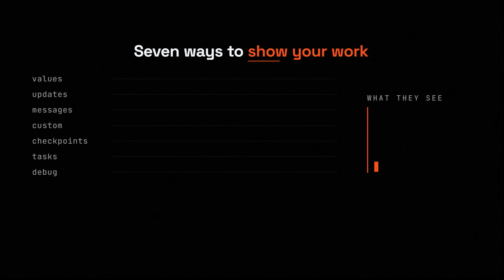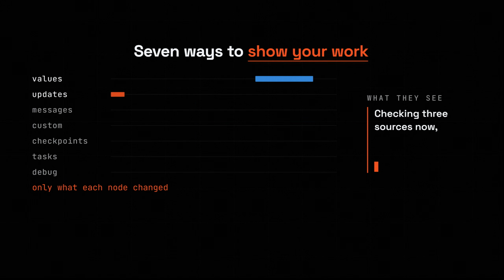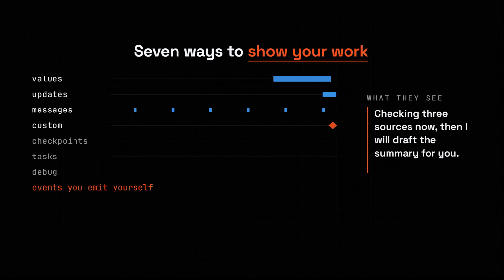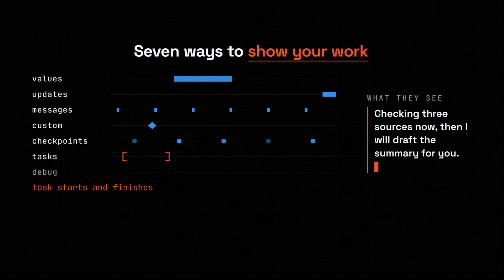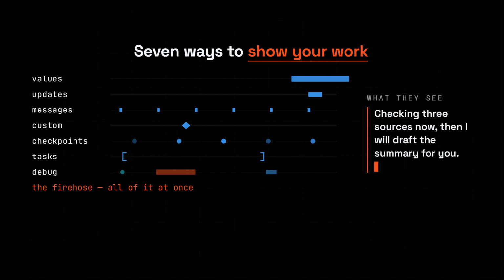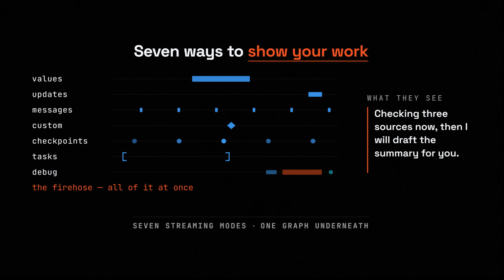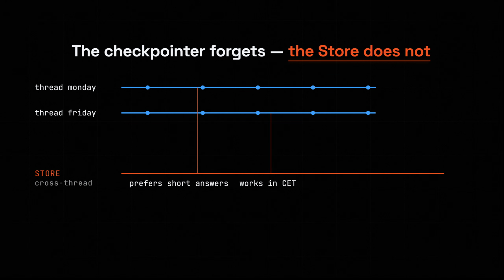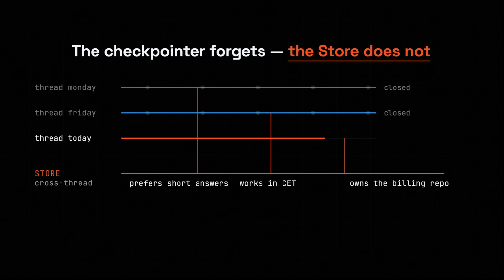The third feature is what you show a user while all of this is happening. 7 streaming modes: full state, state updates, model tokens, your own custom events, checkpoints, task starts and finishes, and a debug fire hose that combines the lot. And sitting beside all of it there is the store, which is the piece people skip. The checkpointer remembers one conversation. The store keeps what you learned about a user across every conversation they ever have with you.